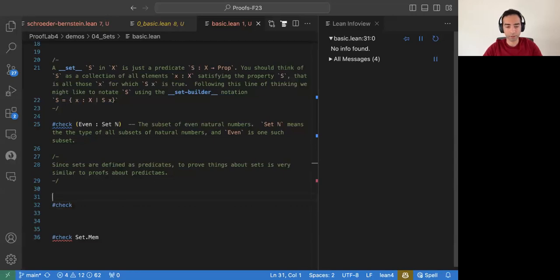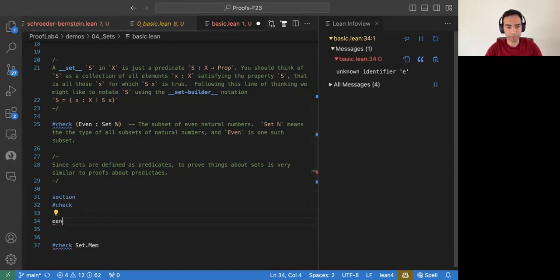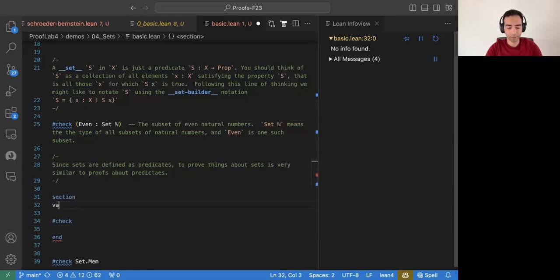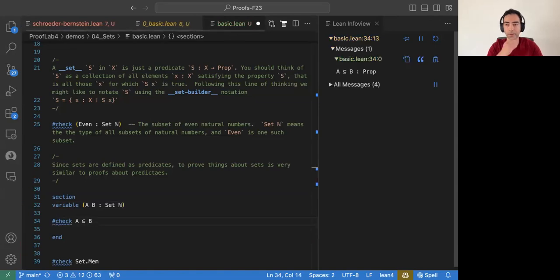So let's introduce maybe a section in which I introduce some variables. Let's say that I have variables A, B, and these are subsets of natural numbers. And I write such a thing as A subset of B. So how are we supposed to interpret this?